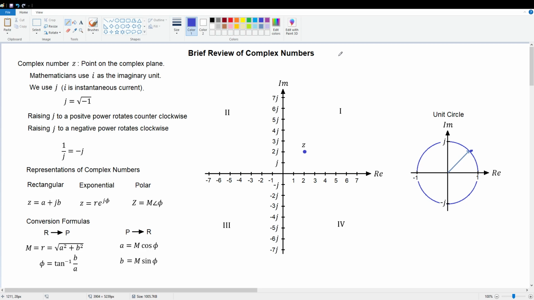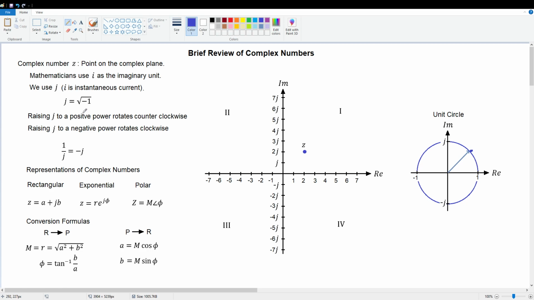We're going to shift gears again and do a little bit of review of complex numbers and coordinate conversions. A complex number, normally represented with the letter Z, can be thought of as a point somewhere on the complex plane. The x-axis is the real axis, the y-axis is the imaginary axis, and we're going to use J to represent the imaginary unit. Mathematicians use I, but since electrical engineers use I to represent current, we're going to go with J. By definition, J is equal to the square root of -1.